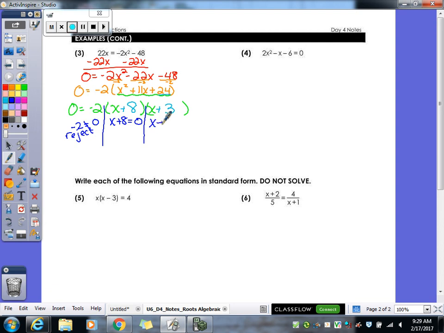So then we set the other 2 equal to 0 also. So our x plus 8 equals 0, our x plus 3 equals 0. And then we'll go ahead and solve those.